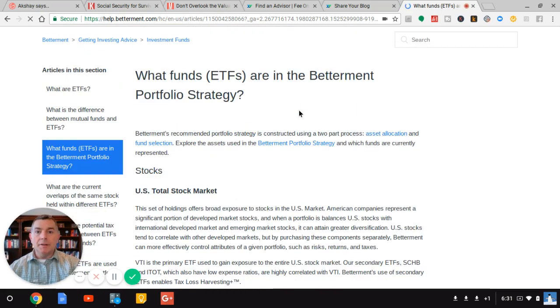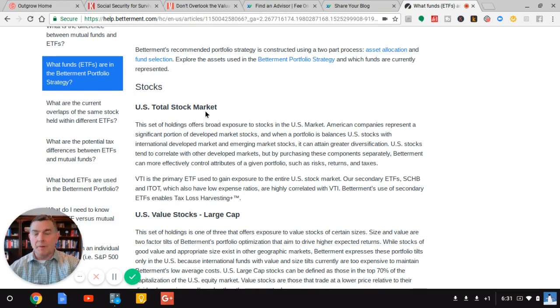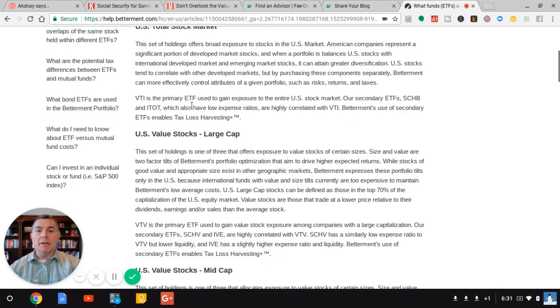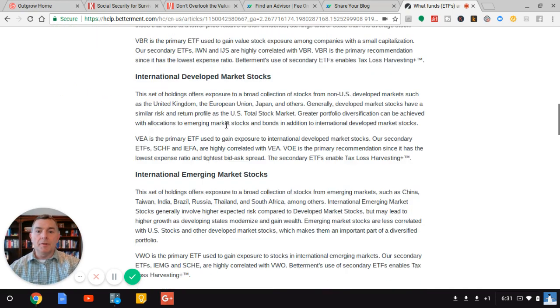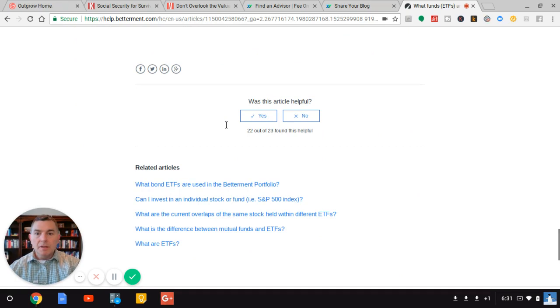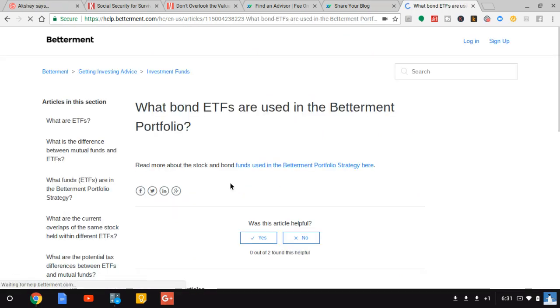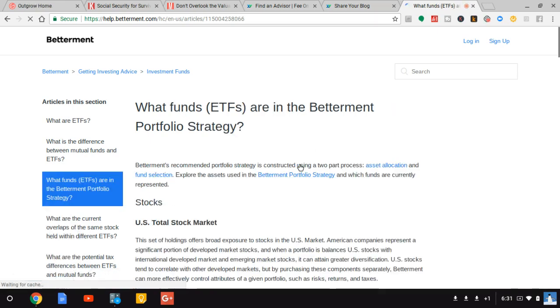All right. So stocks are your total. Okay. So basically they're the same kind of thing as Vanguard and Schwab. Total stock index. They got a bunch of different ETFs. So this is what they're doing. They have a model portfolio. So I want to see what bond ETFs are used in the Betterment portfolio. Read more about stock and bond funds used in the portfolio strategy here.